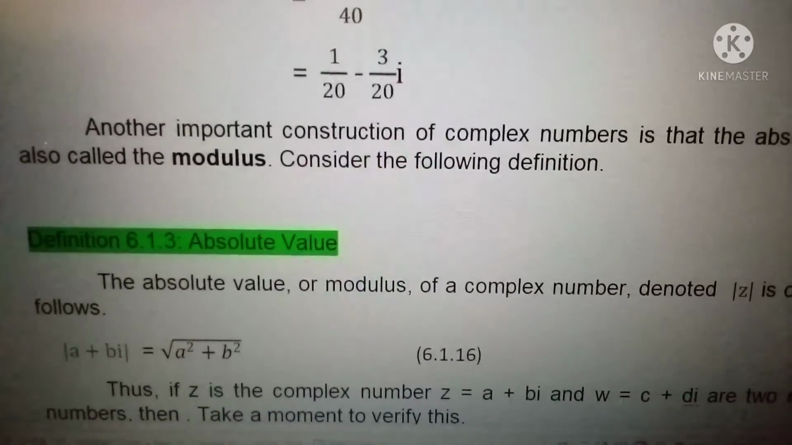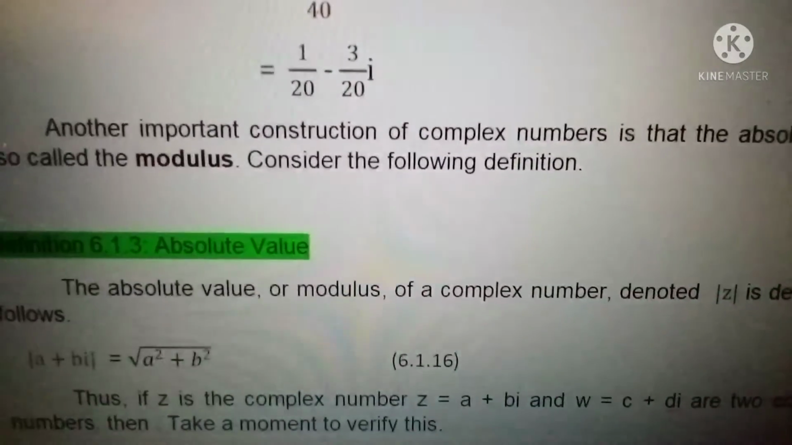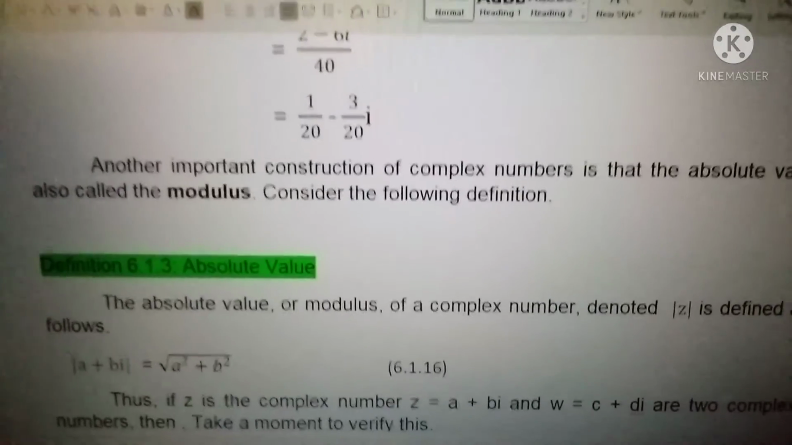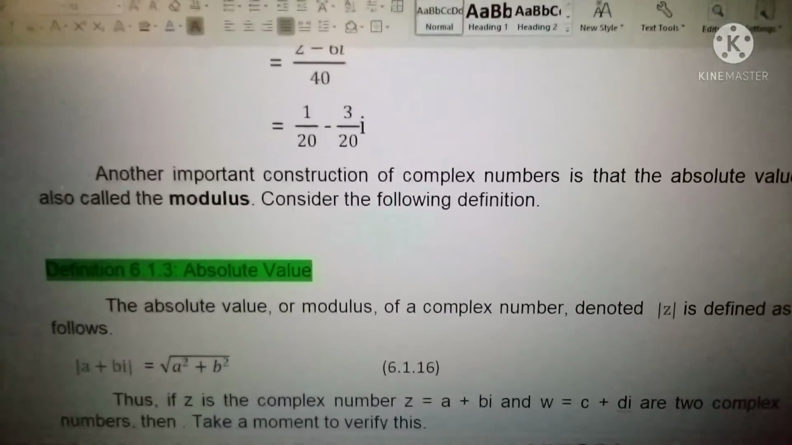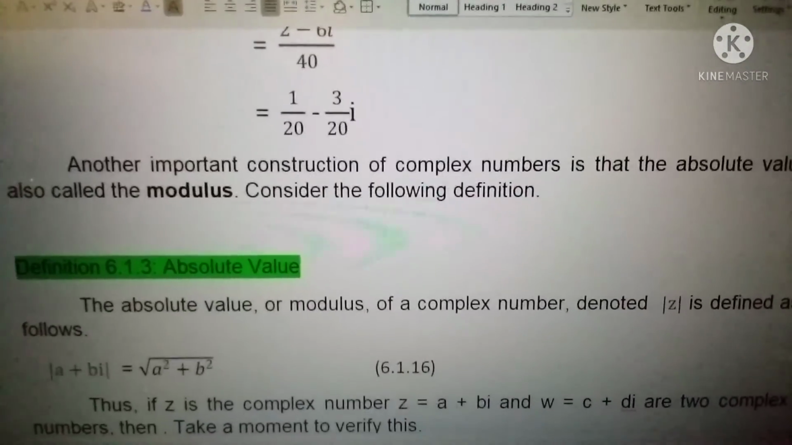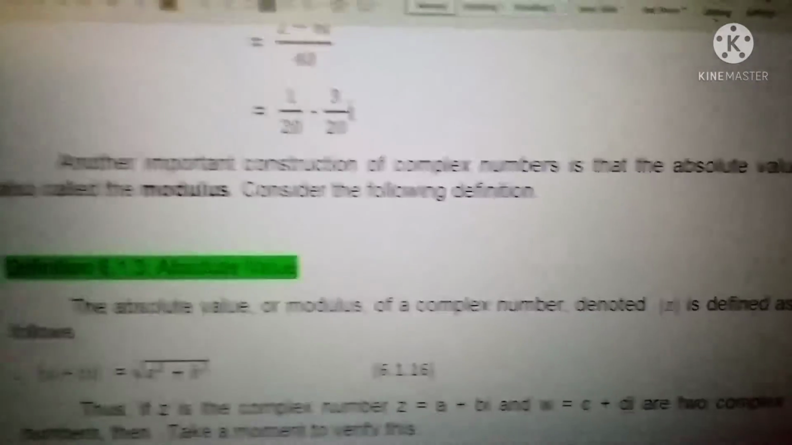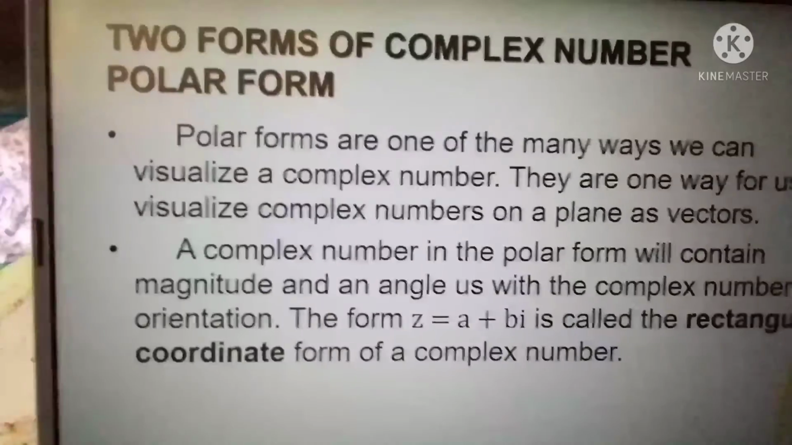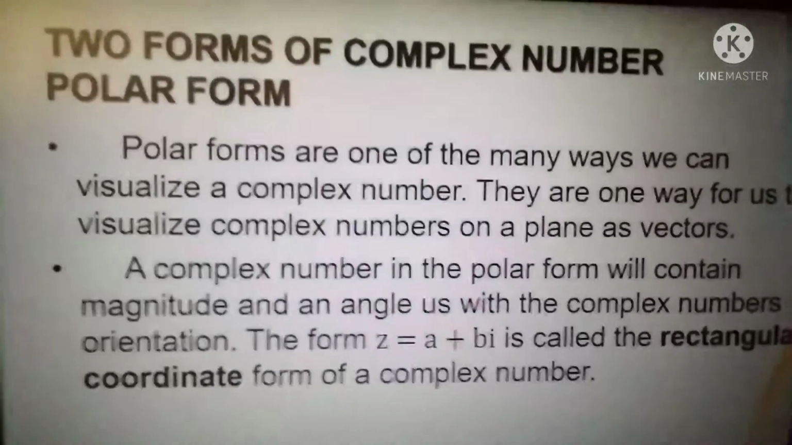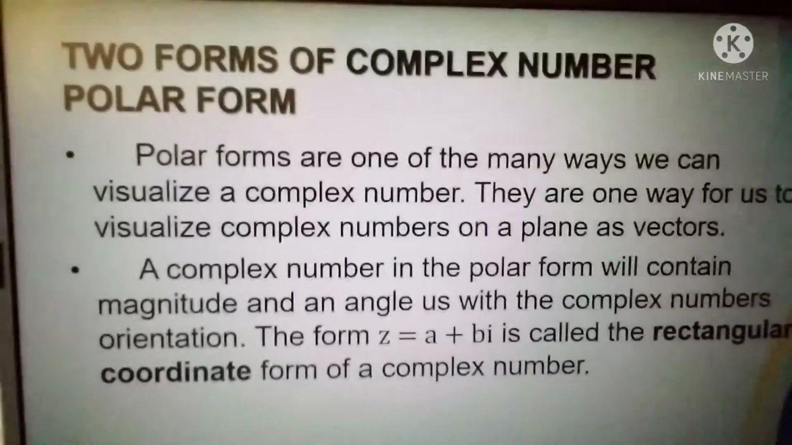So, thus, if z = a + bi and w = c + di are two complex numbers, then take a moment to verify this. So, tapos na po tayo sa different properties of complex numbers.